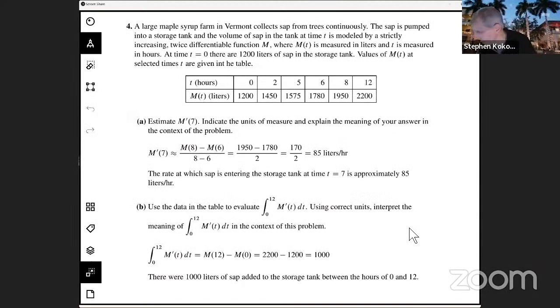I think we're probably getting close to running out of time there. Yeah, Curtis, we're just about out of time. Let me just mention a couple of other problems here.